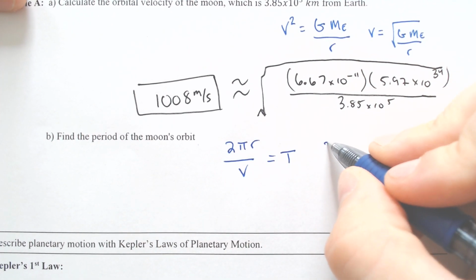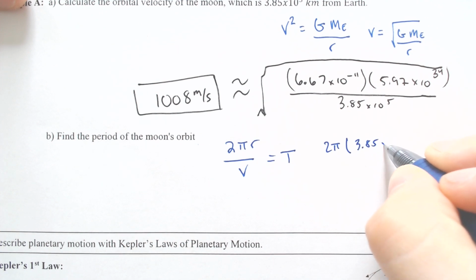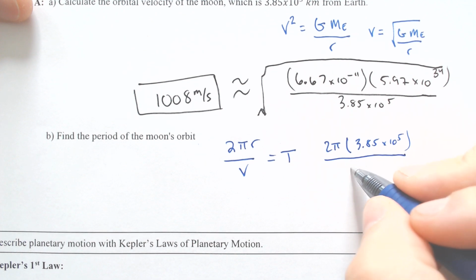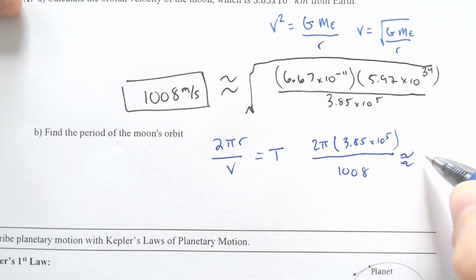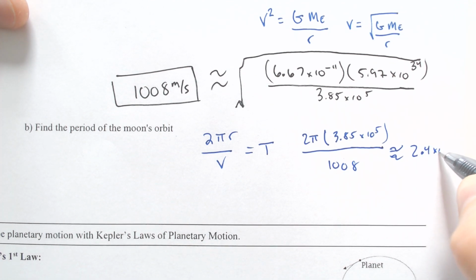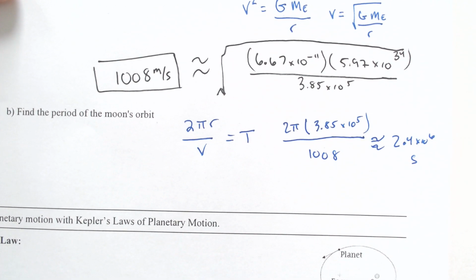If we plug those in to do 2 pi times the radius, that was the 3.85 times 10 to the 5th power, divided by the velocity of 1,008, it would take approximately 2.4 times 10 to the 6 seconds. That is a lot of seconds.